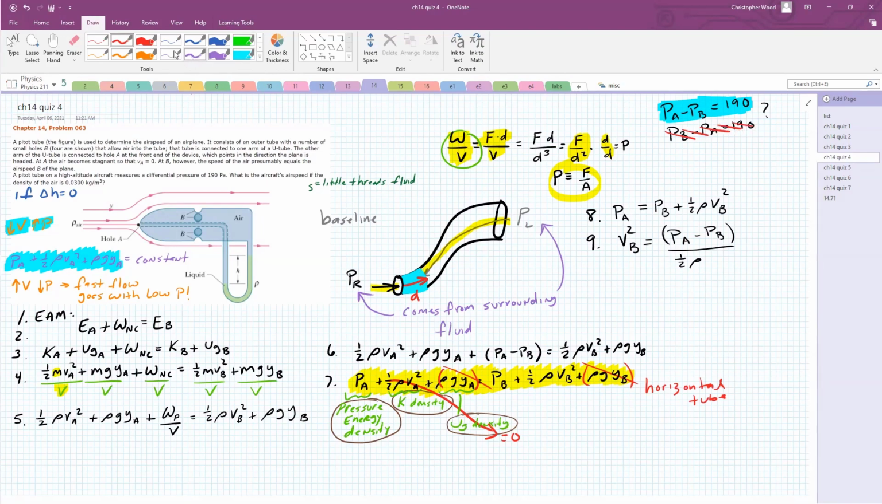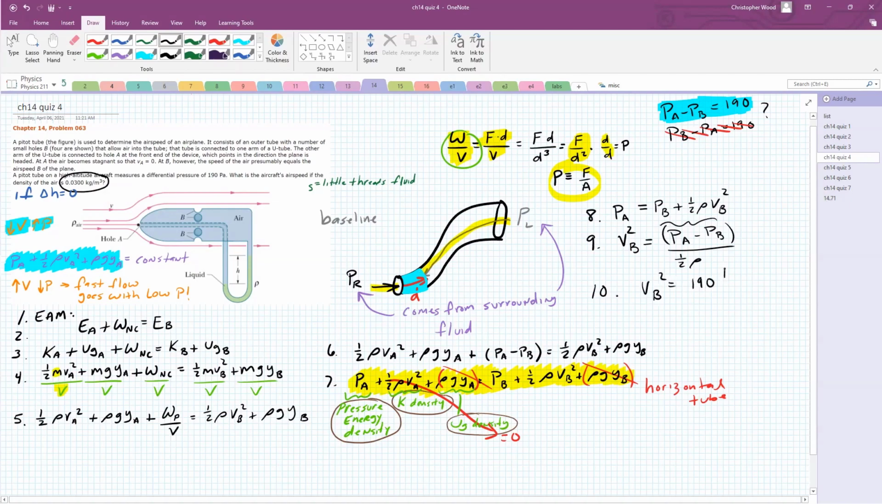Okay, so I guess we can solve. Let's see. You know that PA minus PB is 190. This is rho, and rho is given for me. This is the density of air. So we know everything here. Let's get an answer. 190. Oh, here's something. From a dimensional analysis point of view, VB squared equals 190 pascals. Here's what a pascal is. A pascal is a Newton per square meter because of the definition of pressure. If pressure is defined as force per area, force is newtons, area is square meters, and we now refer to this as a pascal, or just PA for short. All over 1/2 rho. So careful with your dimensional analysis.